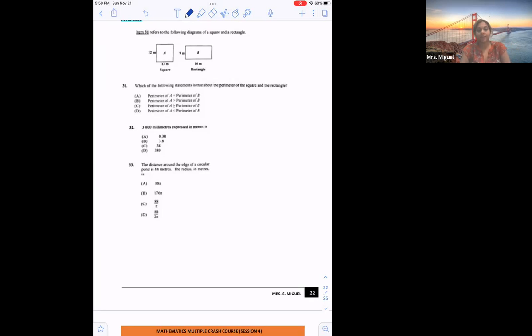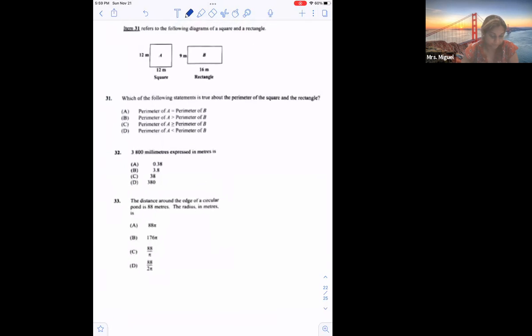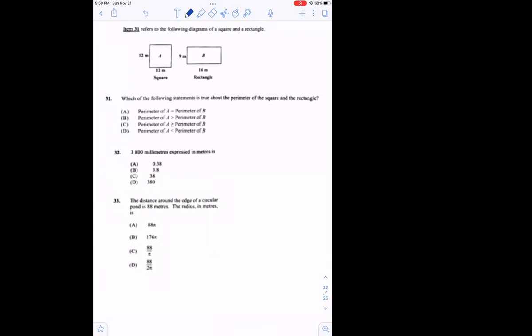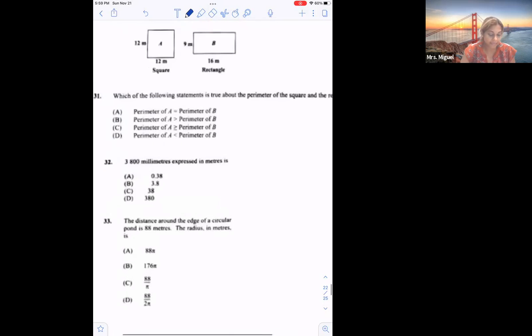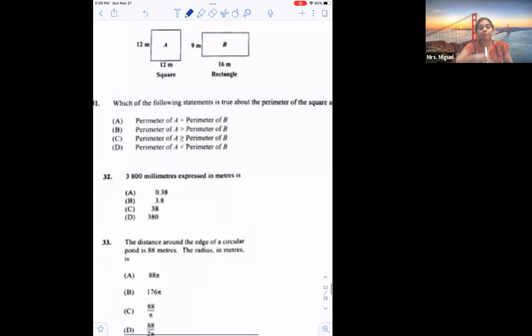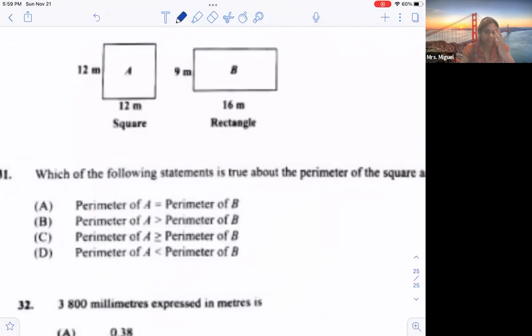All right. Were you all able to finish your questions? Yeah, miss. All right. So number 31, the perimeter of A is less than the perimeter of B, because the perimeter of A is 48 and the perimeter of B is 50. Now in a question before, the answer was B, but this time the response has shifted to D.